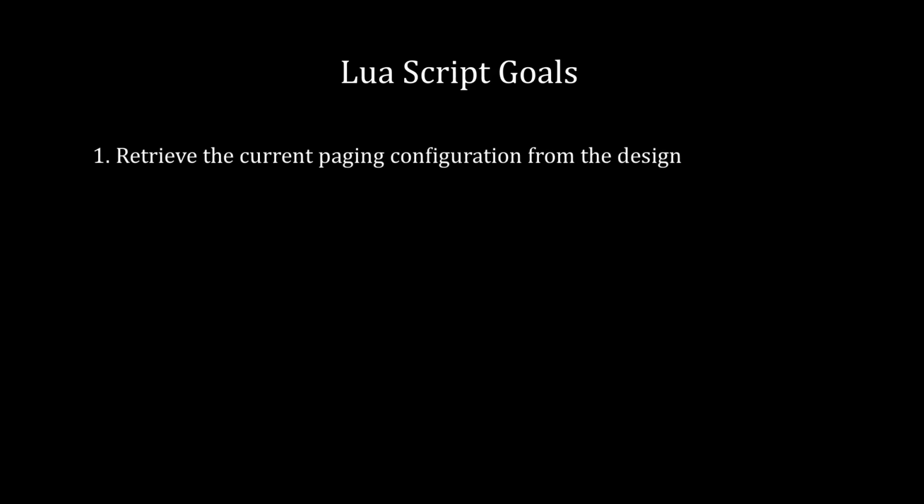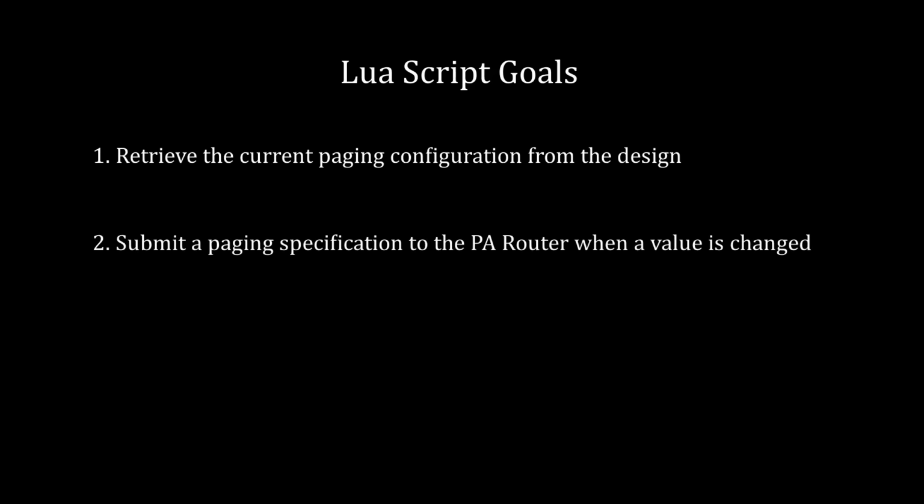The code we're about to write can be broken into 4 tasks. First, we'll pull out the current paging configuration from the design. Second, we'll submit a page to the PA router with our desired zones, priority, and any other settings we want to include. We'll do this on a change in every control except the push-to-talk.